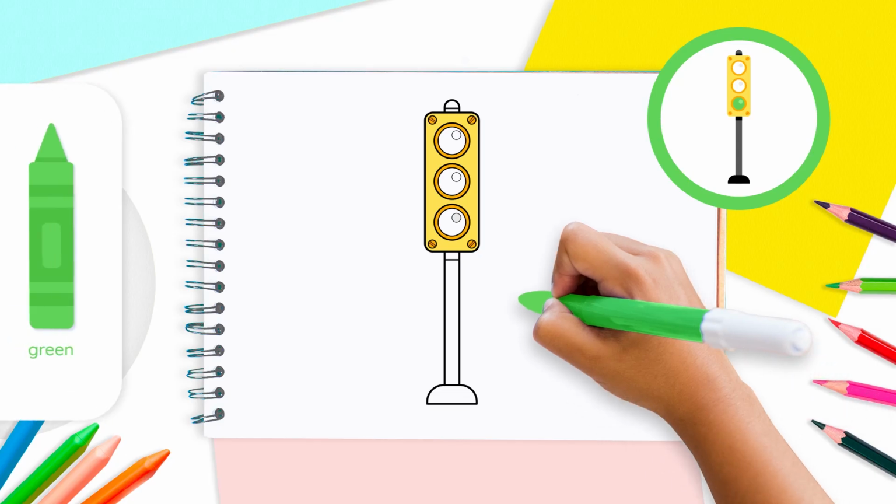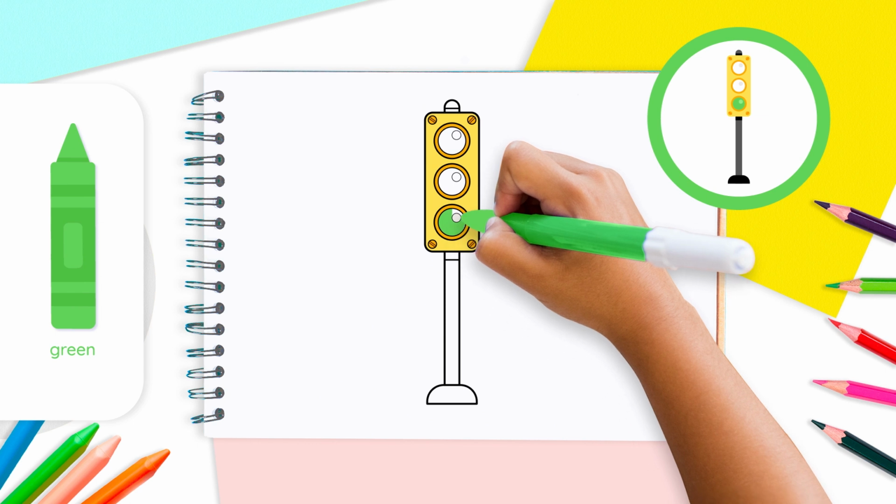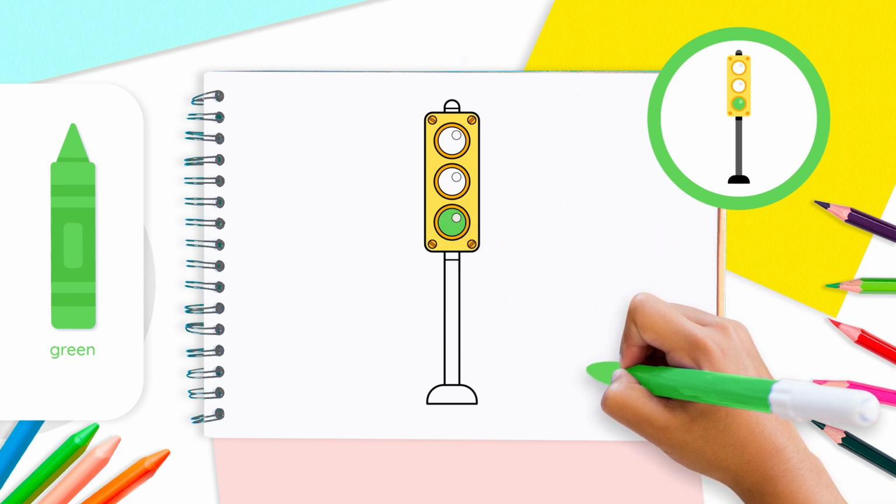Time to take your green crayon to color inside the 3rd big circle, inside the lower part of our rectangle. Remember, if one light is on, then the rest of the lights are off. And by deciding to color the green light, we are telling cars to move forward.